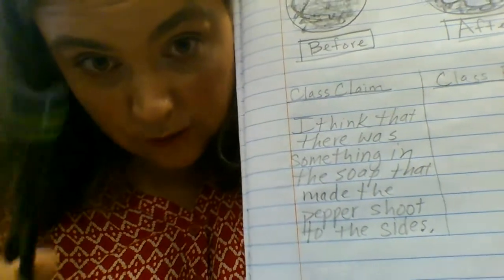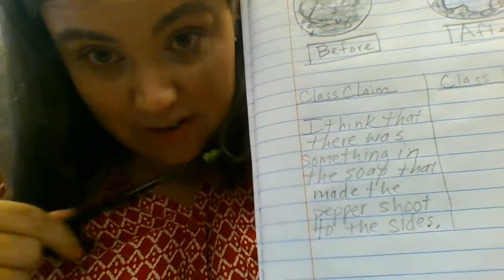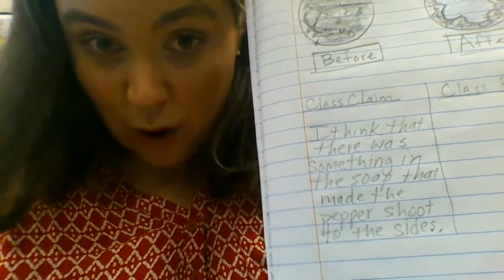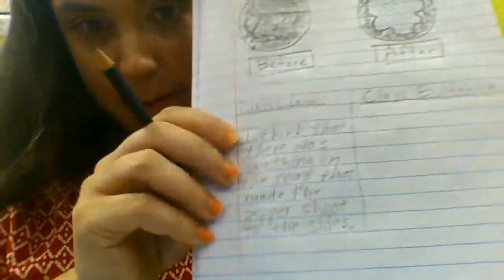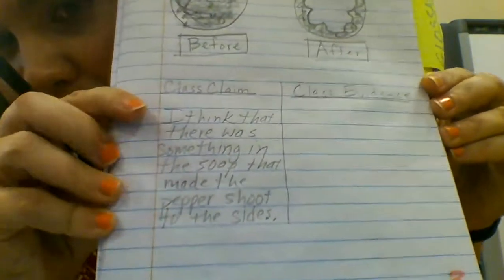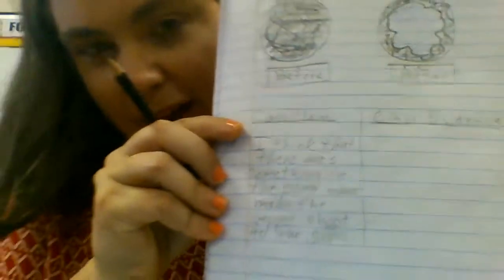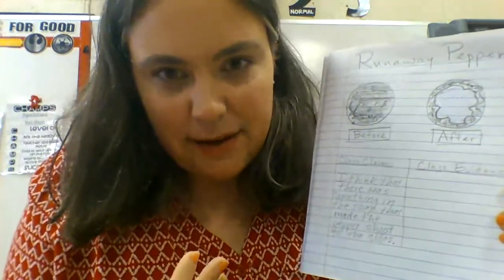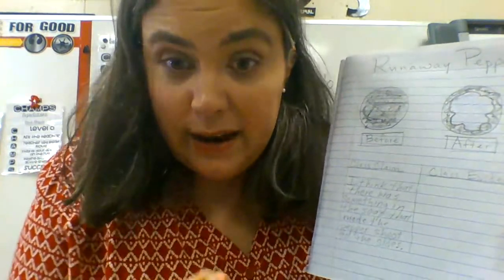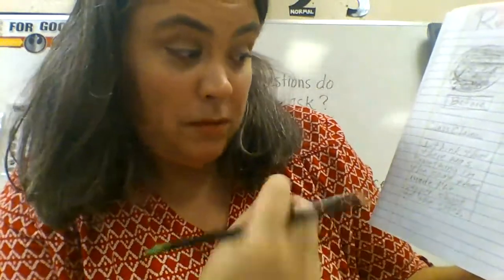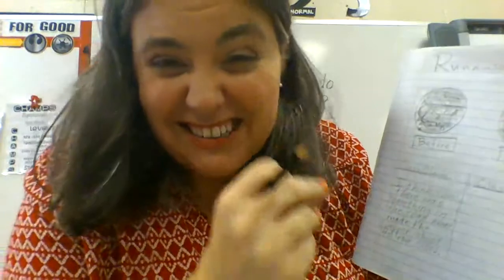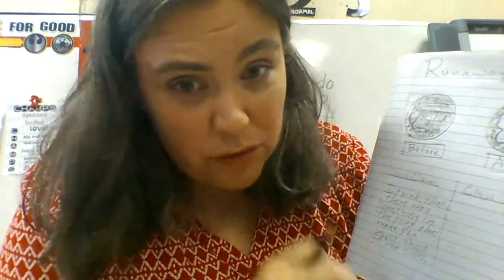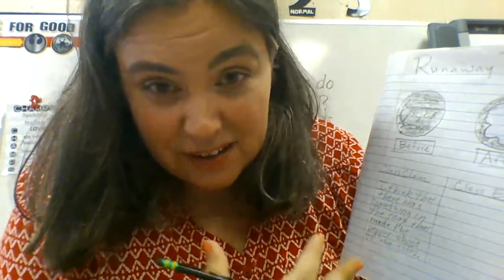Pause the video, write this down. I want it all to be the same this time, because in the future we'll be coming up with our own. All right. If you're back with me, we're going to work on the evidence part. Now, evidence is proof. So if I had to defend myself, I could say, well, okay, I think that there was something in the soap that made the pepper shoot to the sides because this happened. And there's no other reason I can think of that would make it do that.